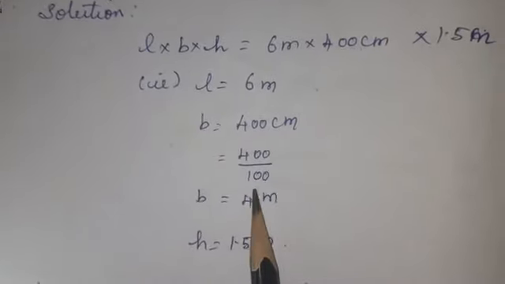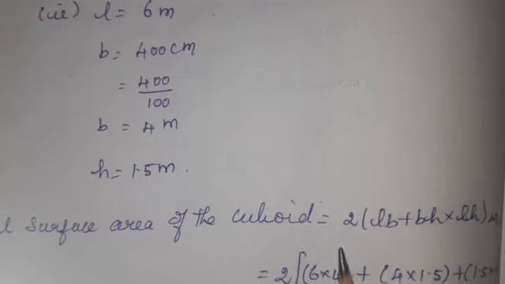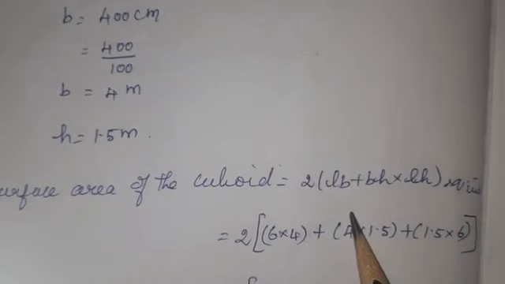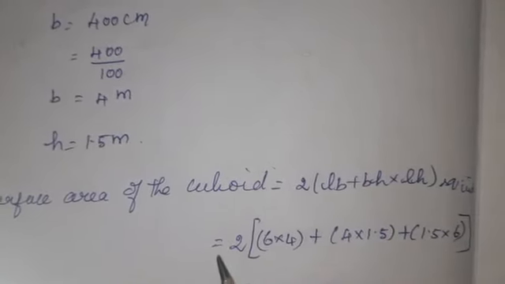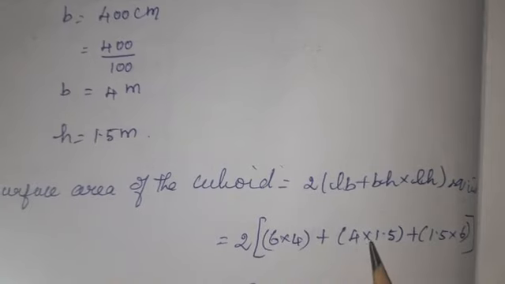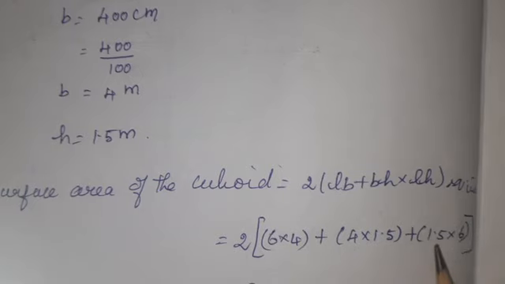Now I change this one to the same unit. The H is 1.5 meter. Now I am going to find that entire outer surface area. So I am writing that total surface area of the cuboid is equal to, formula is 2 into (LB plus BH plus LH) square unit. Substitute the values. Is equal to 2 into (L value is 6 into B value is 4, plus B value is 4 into H value is 1.5, plus L value is 6 and H value is 1.5).